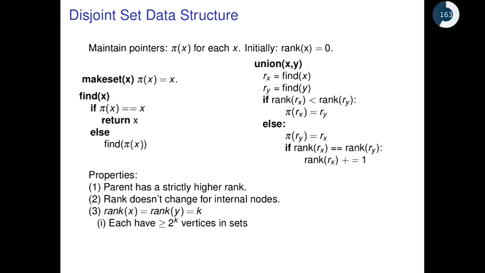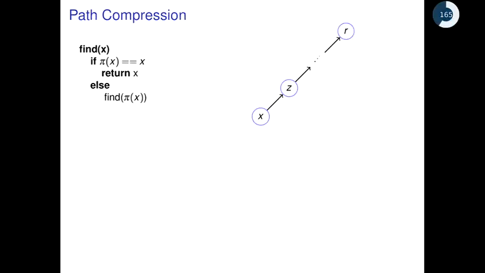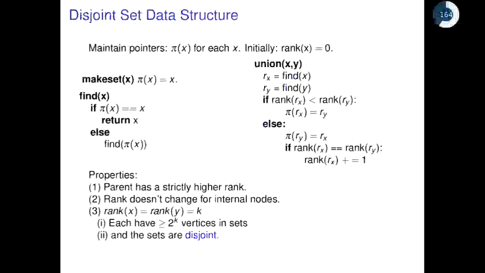Each has 2 to the k, right? That's what we proved last time, because we're doing union by rank. Okay? So any two, say, internal nodes of rank k, the sets of people who point to them are disjoint. Okay? So now we're going to add something to this procedure, find.